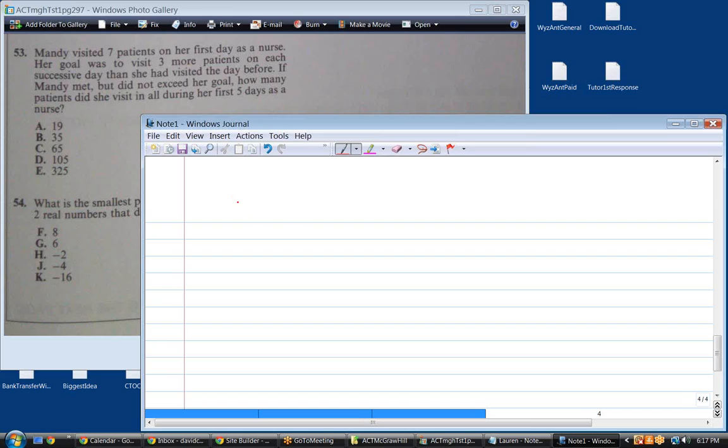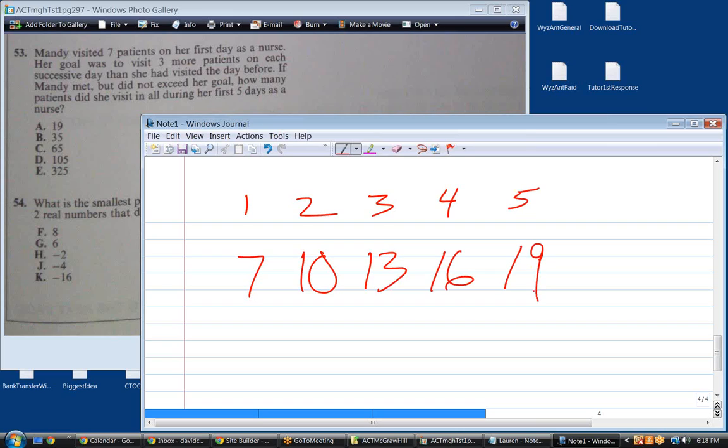So how many did she visit on day 1? 7. How many on day 2? 10 more, so 10. On day 3, 13. On day 4, 16. And on day 5, 19. That's it. If Mandy met but did not exceed her goal, how many patients did she visit in all during her first 5 days as a nurse? So A. No, add those up.